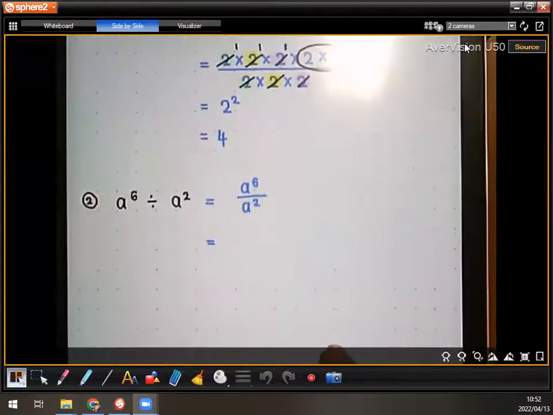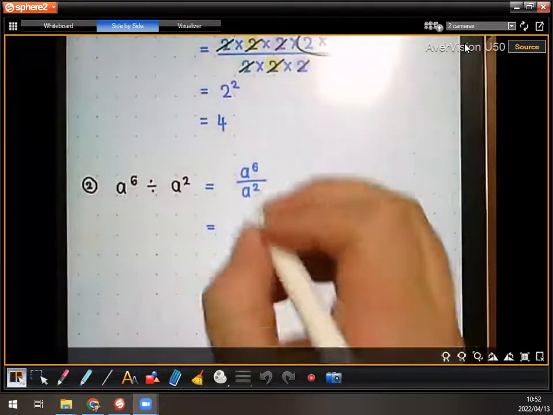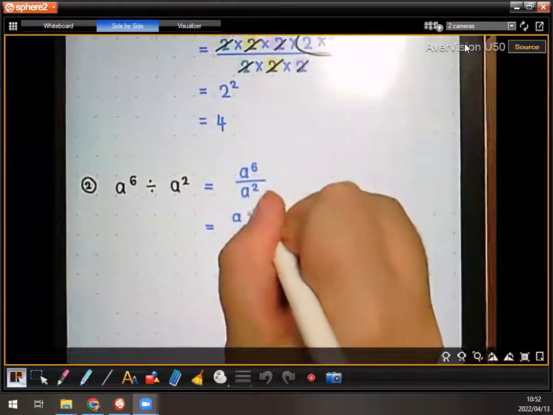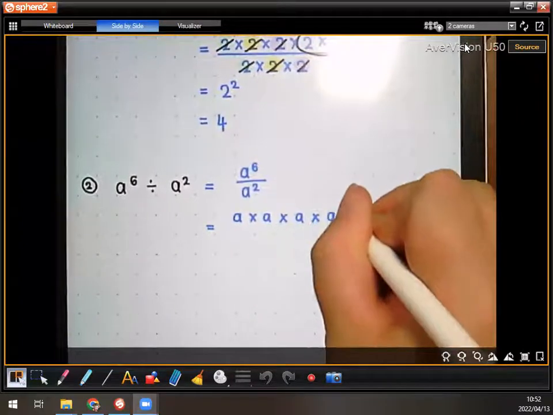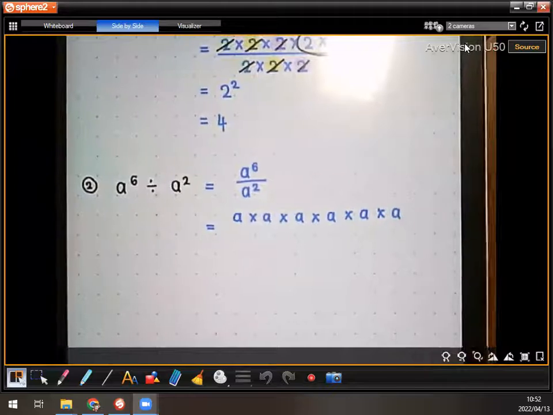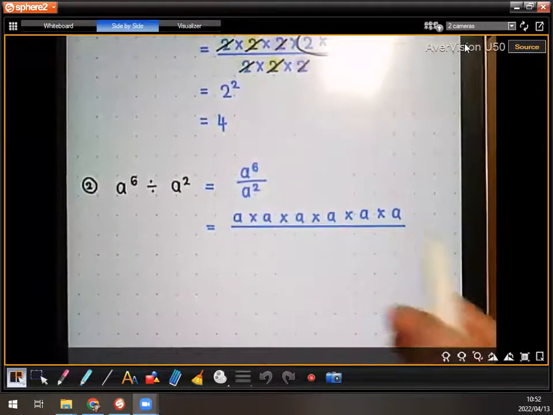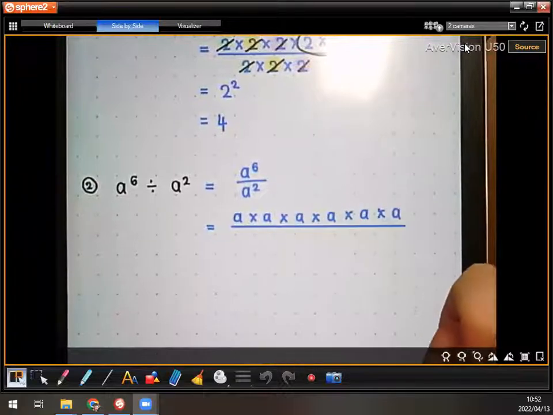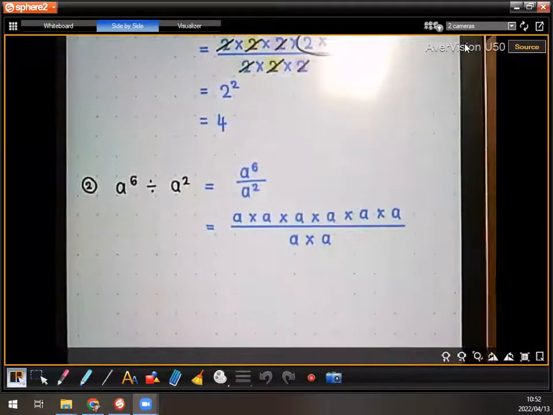Okay, so a to the 6 over a to the 2. A to the 6, that's just 6 a's. Right, so let's do that. 1, 2, 3, 4, 5, 6. I know it's a lot of writing, but we're not going to have to do this all the time, guys. I'm going to show you the shortcut in a little while. At the bottom, we have a squared, which is a times a.